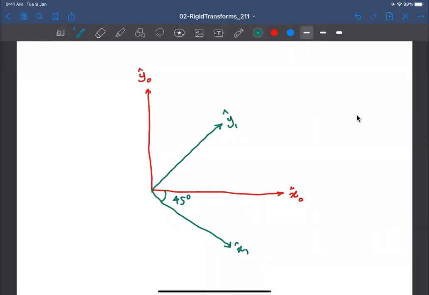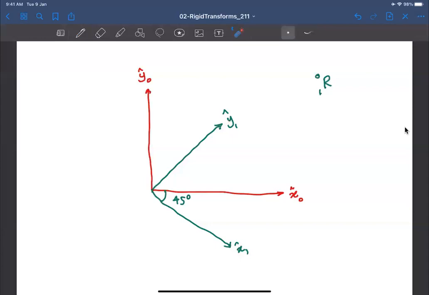Let's take this example in which frame 0 is the red frame and frame 1 is the green frame. And we would like to find the rotation matrix that takes a vector in 1 and represents it in 0. Okay, so you can see that this is the x-axis and this is the y-axis.